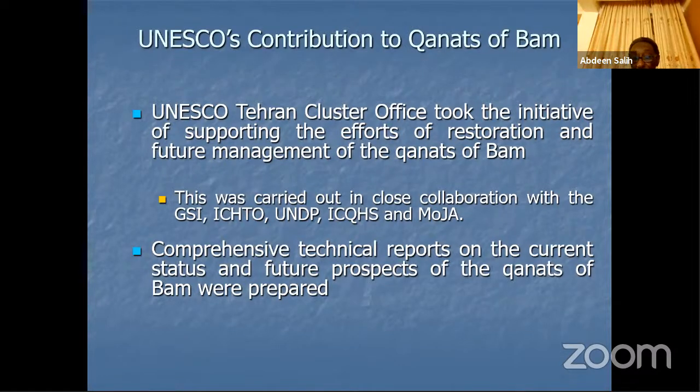This was carried out in close cooperation with GISI, HHU, UNDP, and others. So a comprehensive report on the current status is there. We made a book, in fact, about that. This brings me to another experience: the Great Man-Made River of Libya.